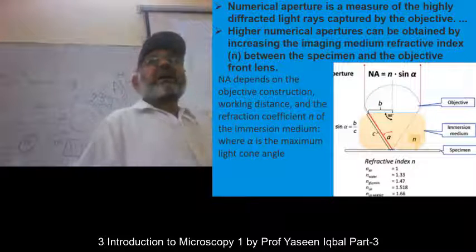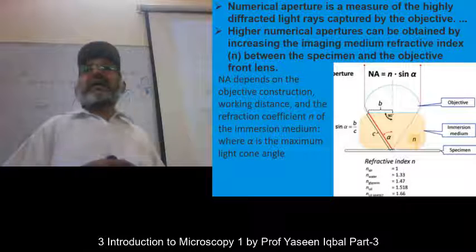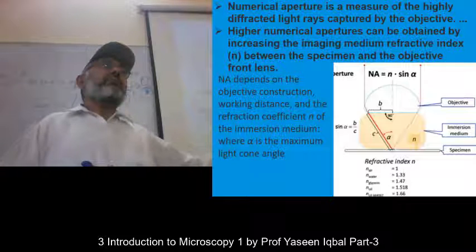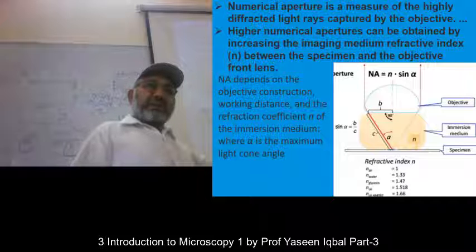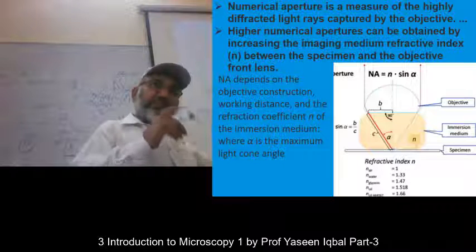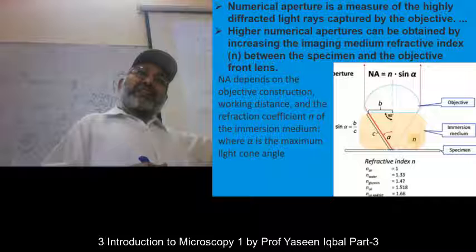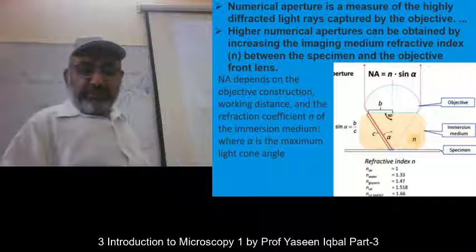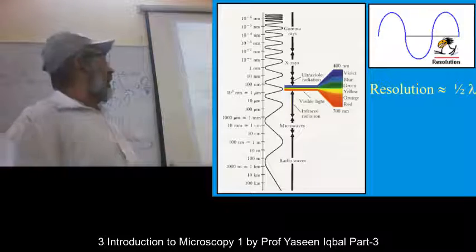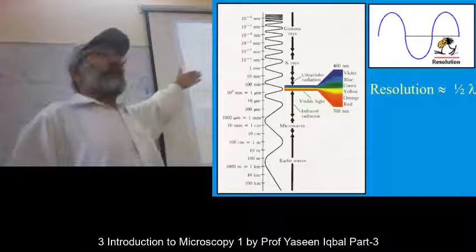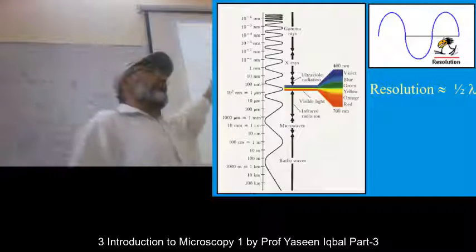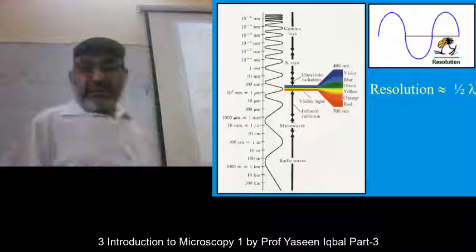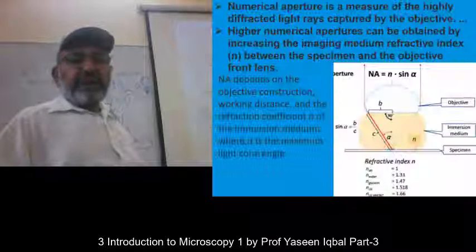Only lambda can be changed by changing the radiation. Right? Lambda can be changed by changing the type of radiation. The types of radiation are these. You have all these choices. This is your whole spectrum. Which lambda do you need for that particular application?